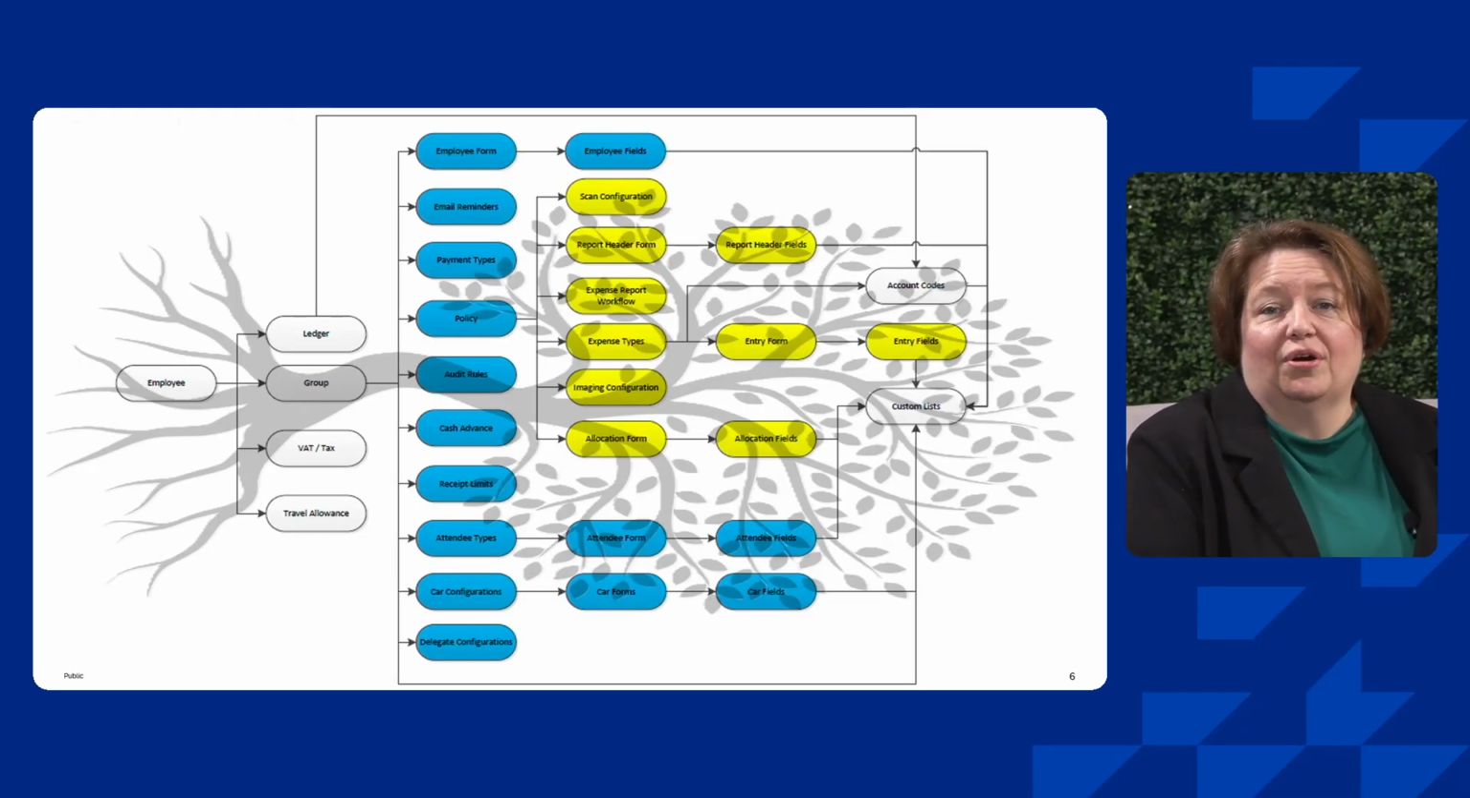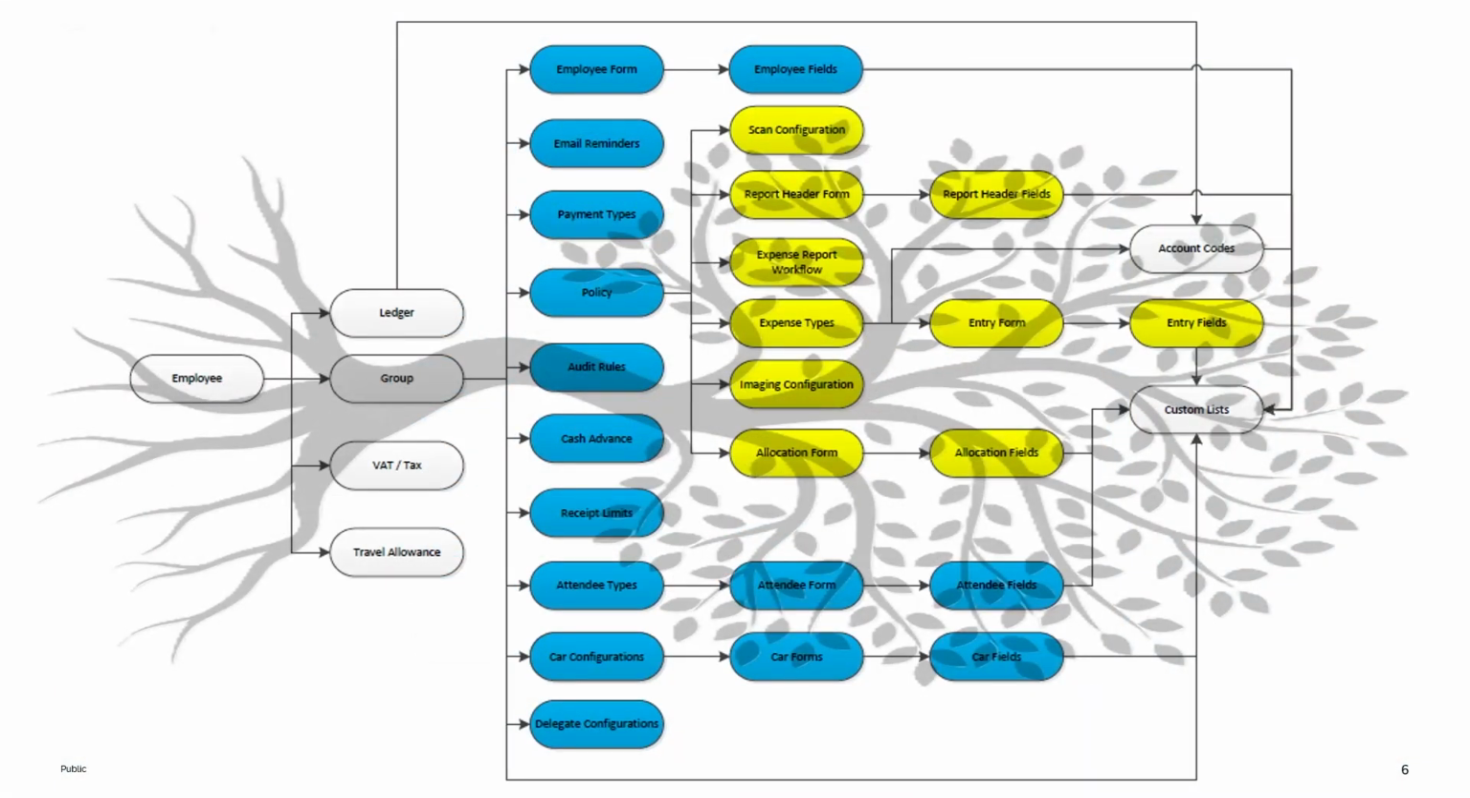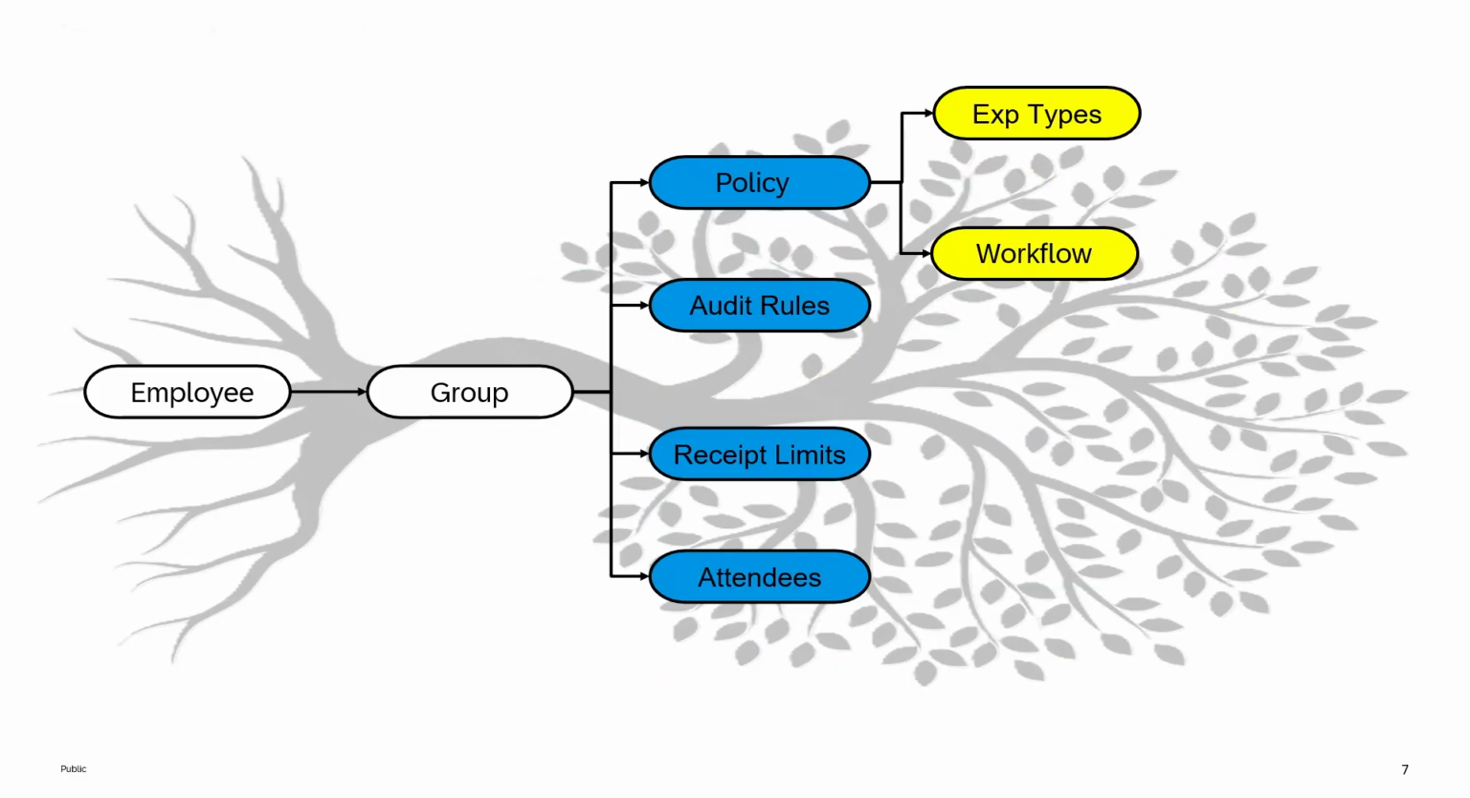Your employees are the root of our configuration diagram, our configuration tree. Compliance and audit success starts with your users and how they interact with the Concur expense system. All of these configuration options are available under your administration tab, but since we clearly cannot cover all of them within our time frame, we're going to focus on the trunk and a few of those key branches.